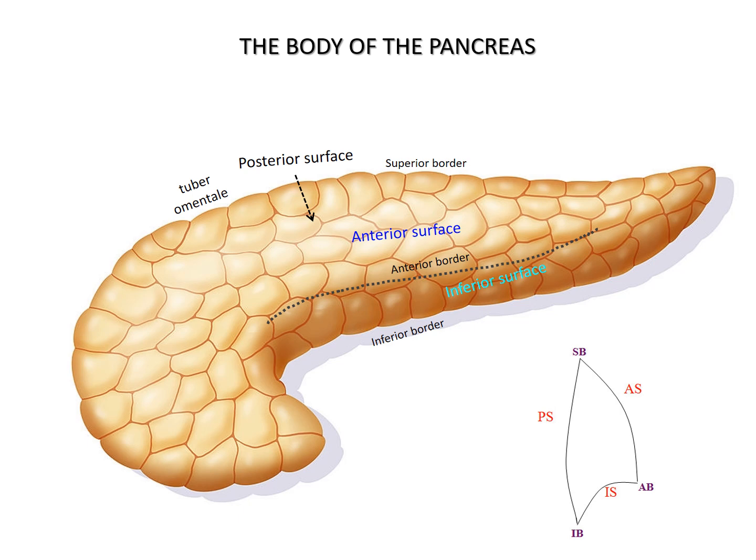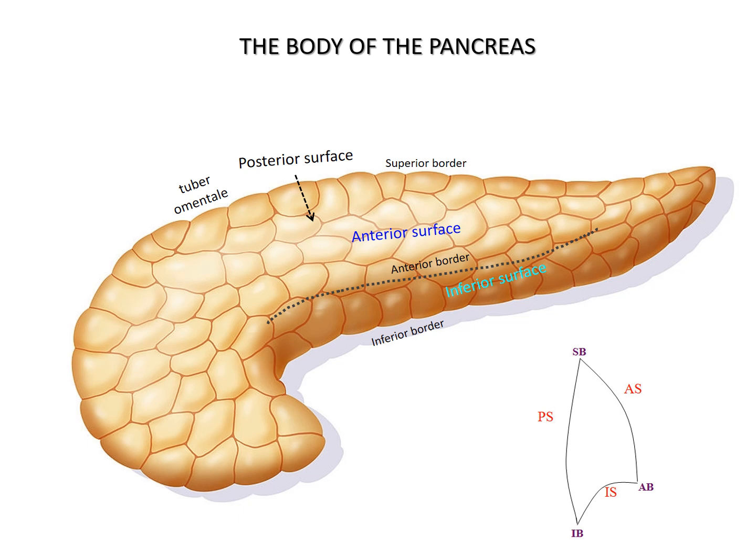The body of the pancreas is triangular and has three surfaces: anterior, posterior and inferior. The anterior surface faces anterosuperiorly and is covered with the peritoneum. The posterior surface is devoid of peritoneum. The inferior surface of the pancreas faces downward. The superior border separates the anterior from the posterior surfaces. The anterior border separates the anterior from the inferior surfaces. The inferior border separates the posterior from the inferior surfaces of the pancreas.